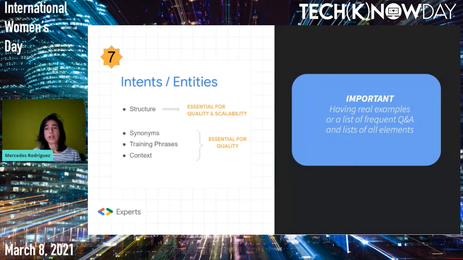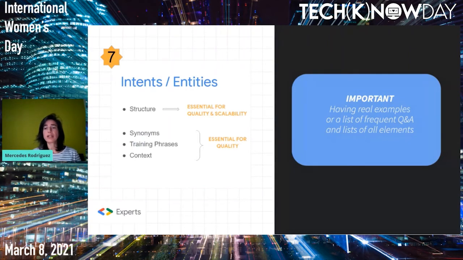And for this, it's very important to have real examples. For example, if it's a big company that has a call center, having previous conversations of the call center would be really useful in order to identify the most frequent questions, and also how the users ask those questions. And if we cannot have that, a list of frequent questions prepared by the people that usually attend the public and the clients could be great.